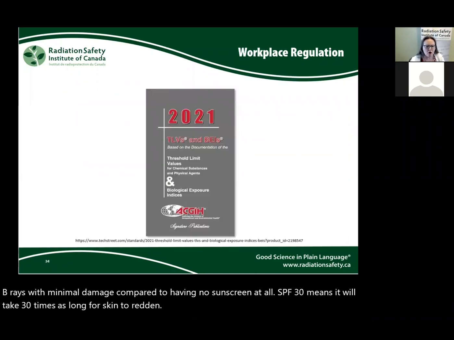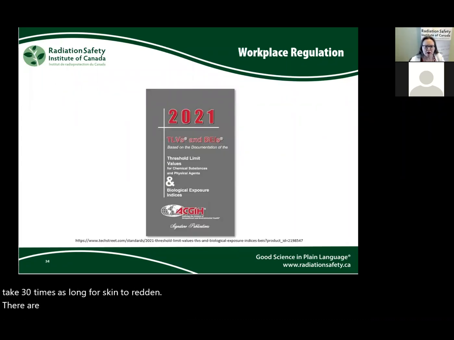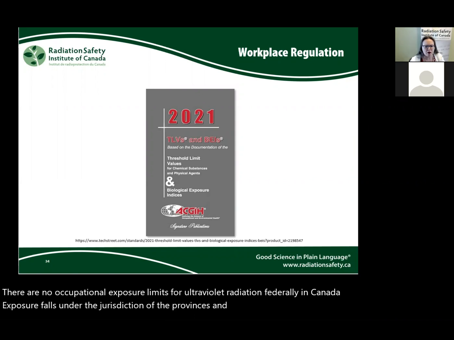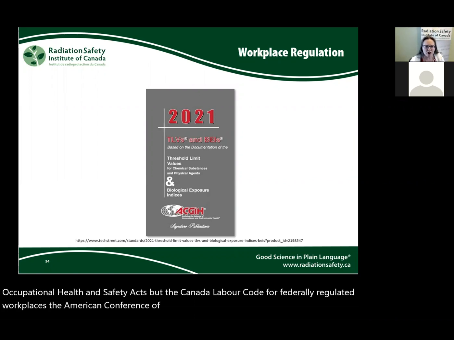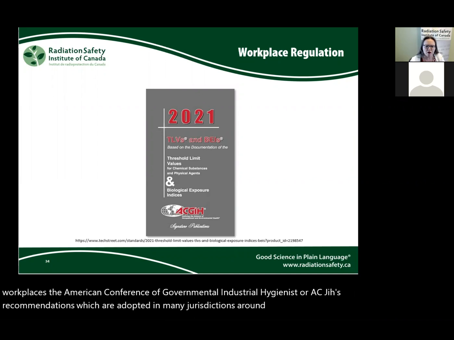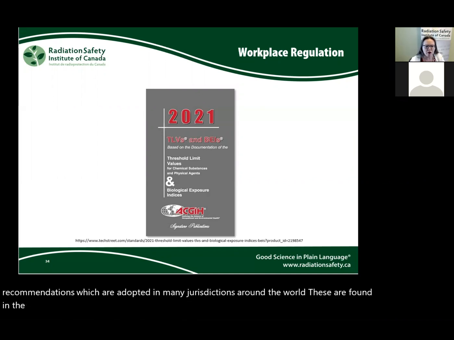There are no occupational exposure limits for ultraviolet radiation federally in Canada. Exposure falls under the jurisdiction of the provinces and territories as part of the Occupational Health and Safety Acts or the Canada Labour Code for federally regulated workplaces. The American Conference of Governmental Industrial Hygienists, or ACGIH, has recommendations which are adopted in many jurisdictions around the world. These are found in the publication Threshold Limit Values for Chemical Substances and Physical Agents and Biological Exposure Indices.